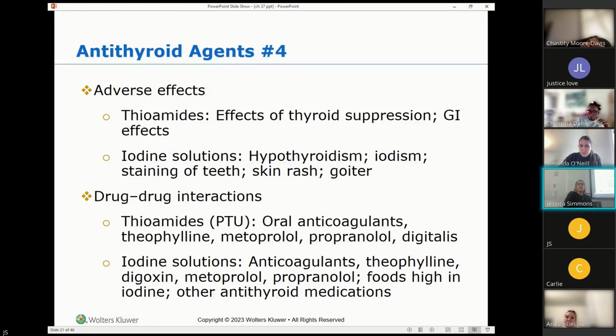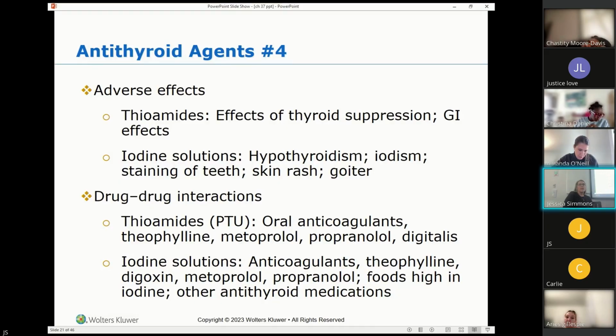So adverse effects for thiamides, which include PTU, would be effects of thyroid suppression and GI effects. Iodine solutions include hypothyroidism, iodism, which is too much iodine, staining of the teeth, skin rash, and goiter. There are a lot of drug-to-drug interactions with both of these classifications, and they both look very important.